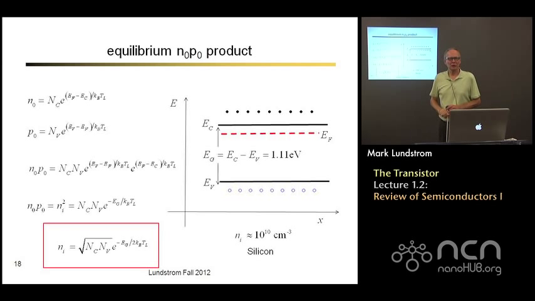And in silicon, it works out beautifully. At room temperature in silicon, the intrinsic density of electrons or holes is almost exactly equal to 10 to the 10th per cubic centimeter. That's a very small number. Remember, there are 5 times 10 to the 22nd silicon atoms per cubic centimeter.